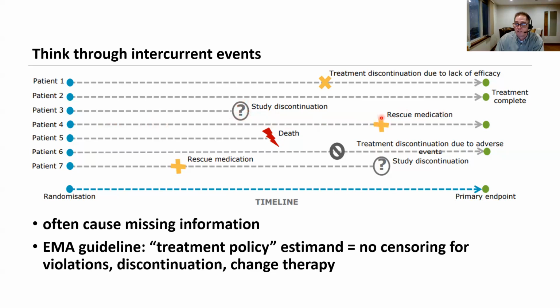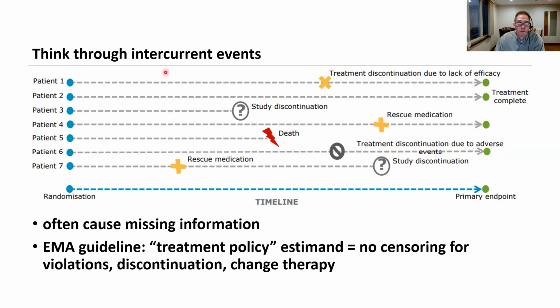Rescue medication in the case of patient number four. This means that she got something because the treatment, the assigned treatment, really wasn't working for her, and so there were some issues here. And so we might censor her here if you thought that this was an indicator of progression that wasn't picked up on a scan, for example. And so these sorts of scenarios are helpful in figuring out how you're going to define your primary endpoint.